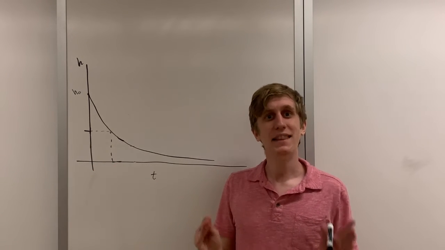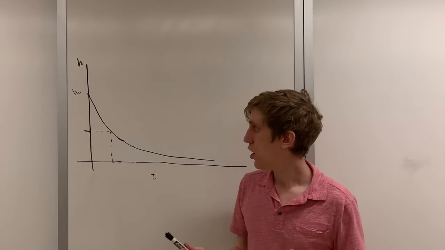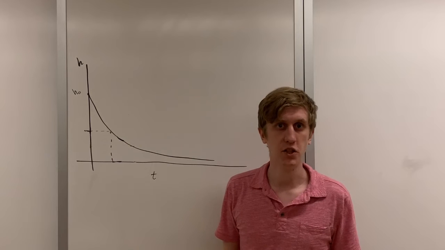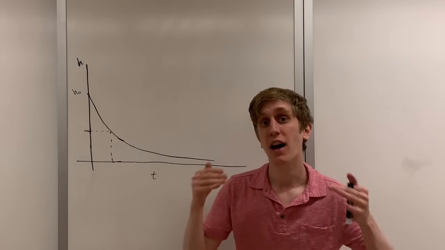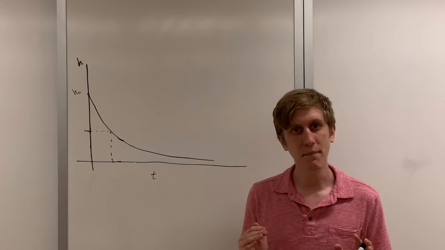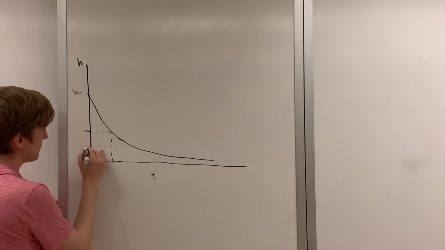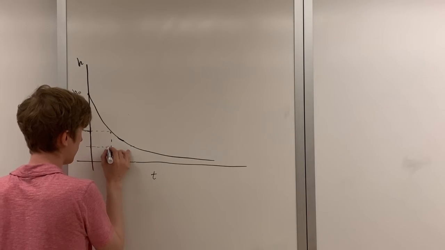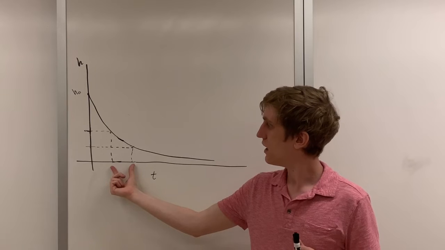Now let's look at the next half-life. The next half-life is just the amount of time it takes for the height to go from half of h naught to a quarter of h naught. In other words, the amount of time it takes for h to halve a second time. Let's do the same thing and see what we find out. The second half-life of this system is right here.